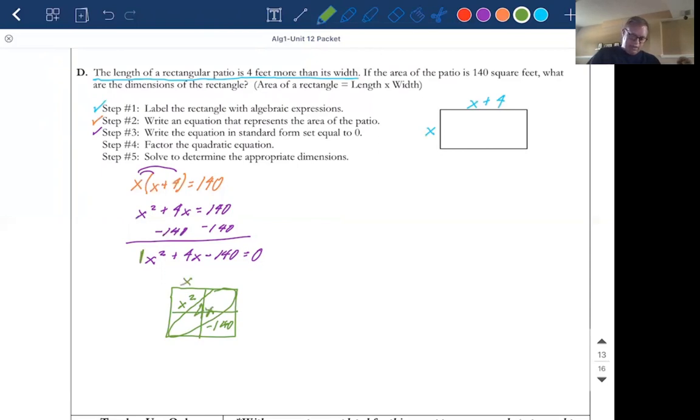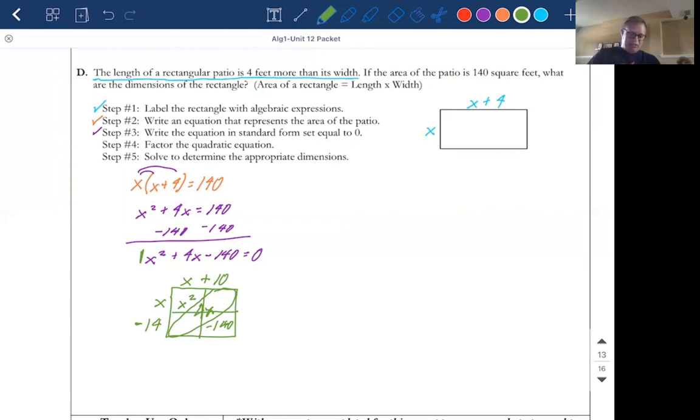So I know it's going to be x and x. I know it's going to be positive and negative. I have to think of 2 numbers that multiply to negative 140 that add up to 4. Well, let's think. What makes 140? Well, let's try 10 and 14. So 14 would have to go here, 10 would have to go here. How would I know that? Well, the difference between 14 and 10 is 4. And so that's what I'm looking for.